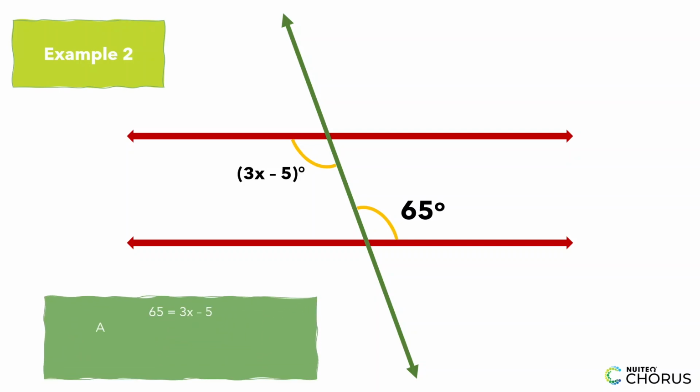Solution. Alternate interior angles are equal if the lines are parallel. 65 equals 3x minus 5. Add 5 to both sides. 70 equals 3x. Divide by 3. x equals 70 divided by 3, which is approximately 23.33. Yes, the lines are parallel because the angles are congruent when x is approximately 23.33.